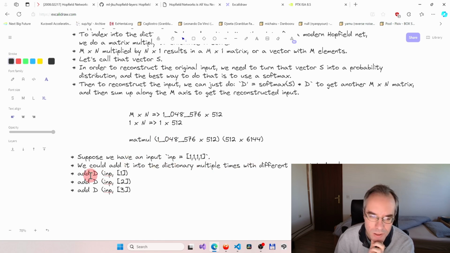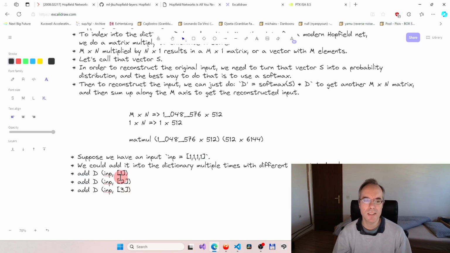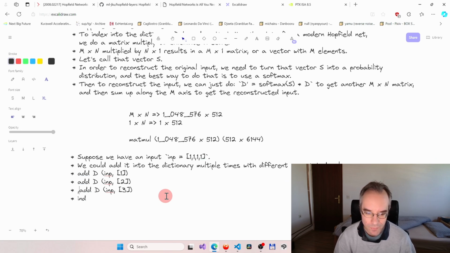Like this could be in 0 position. It could have a value of 1. In index 1, it could have a value of 2. In index 2, it could have a value of 3. So we have this kind of dictionary with 3 different keys and 3 different values. Suppose we tried indexing into this dictionary with the input again. Index D, where D is the dictionary and imp is the key. And then, of course, we have to get the value out.